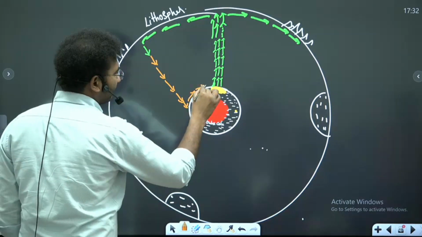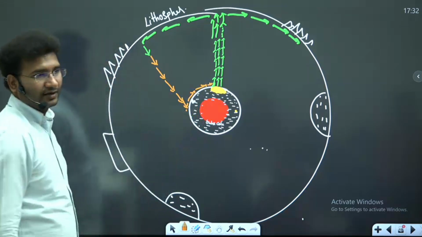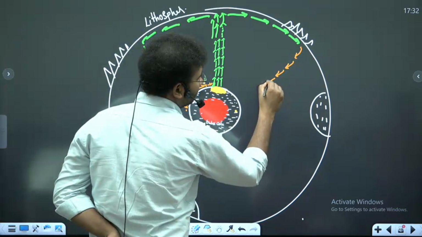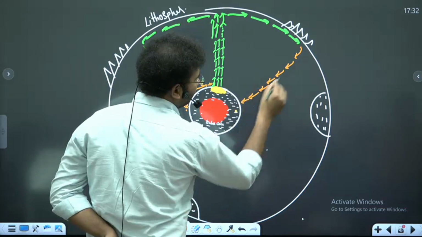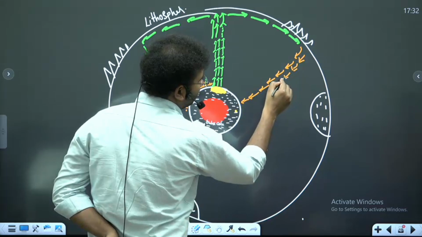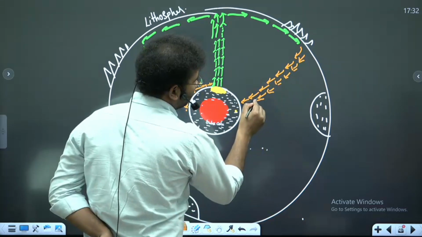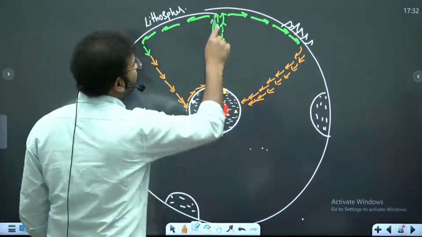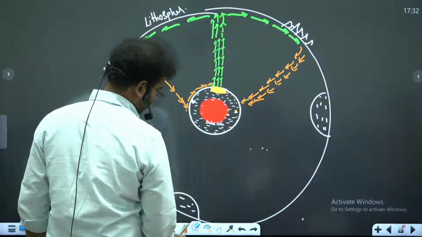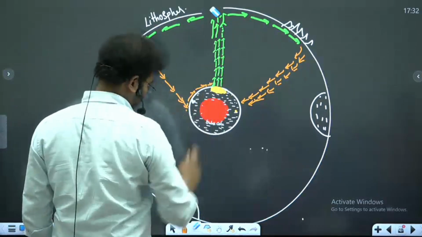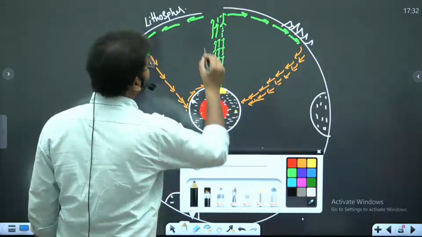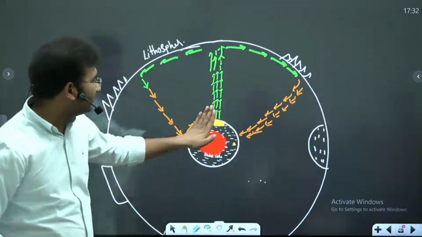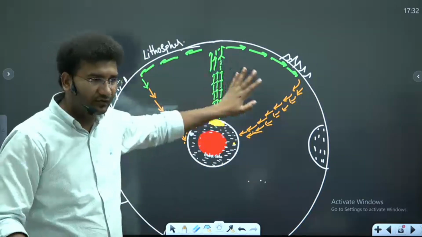And like this. So rising limb, and you will have... so what do you get to see here? ये तो एक convectional cell बन गया. This is called one full convectional cell.